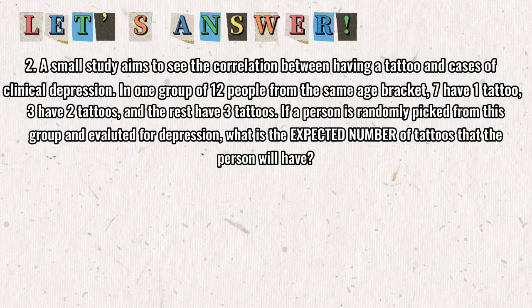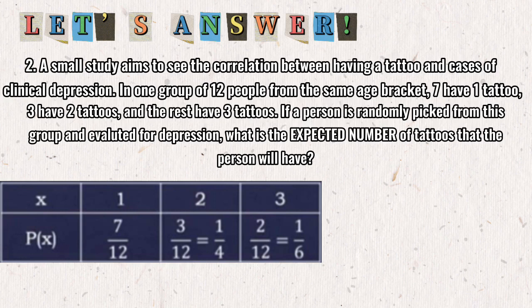A small study aims to see the correlation between having a tattoo and cases of clinical depression. In one group of 12 people from the same age bracket, 7 have 1 tattoo, 3 have 2 tattoos, and the rest have 3 tattoos. If a person is randomly picked from this group and evaluated for depression, what is the expected number of tattoos that the person will have?